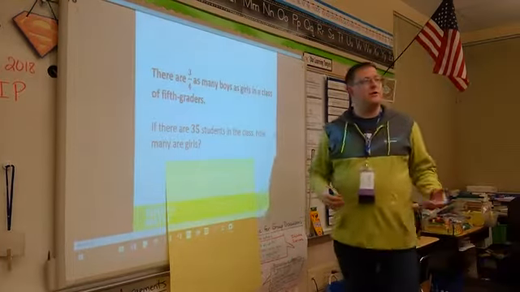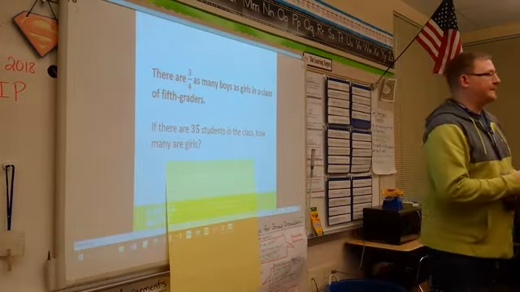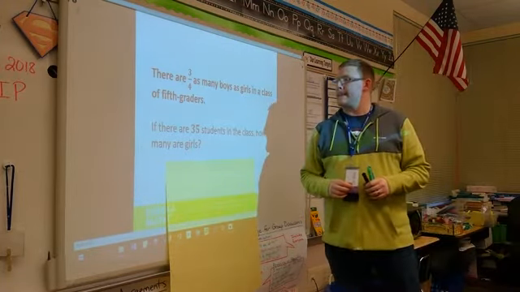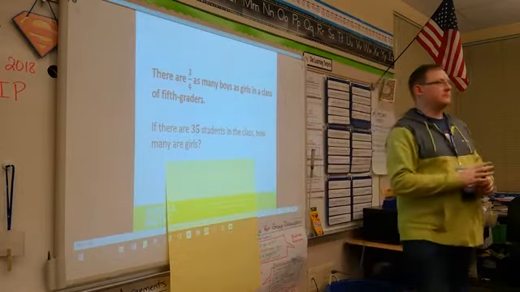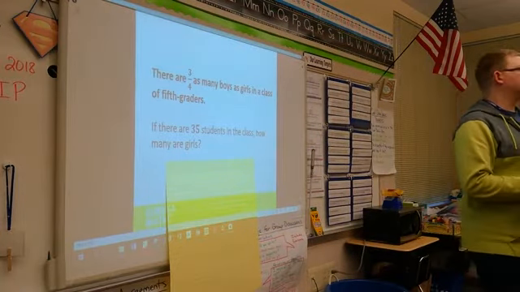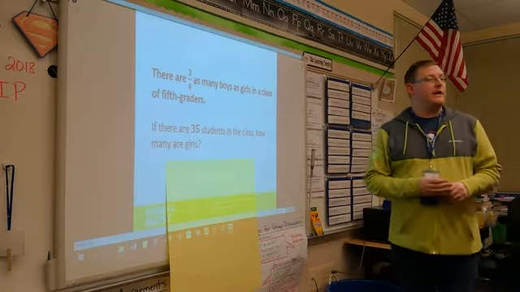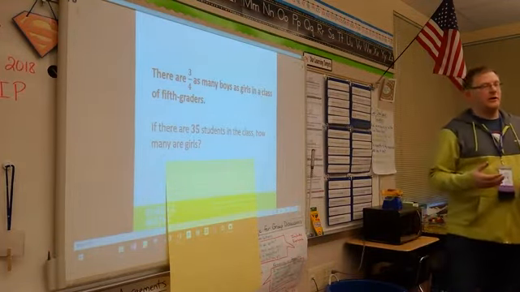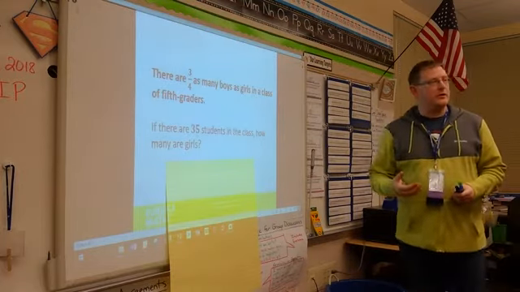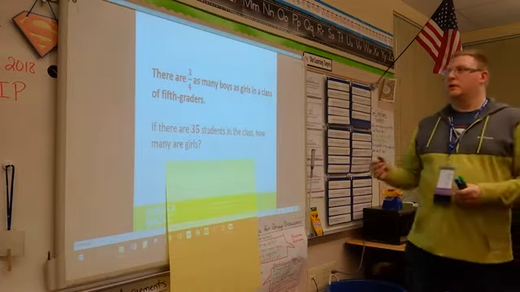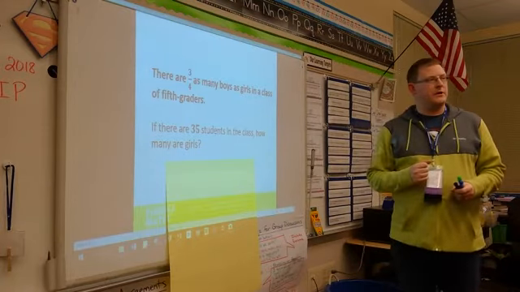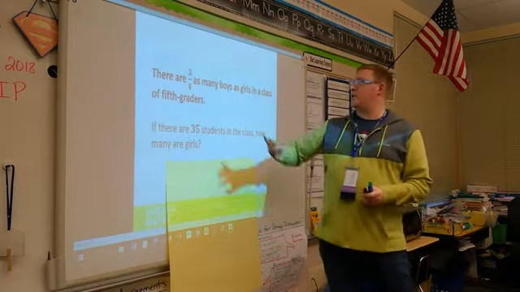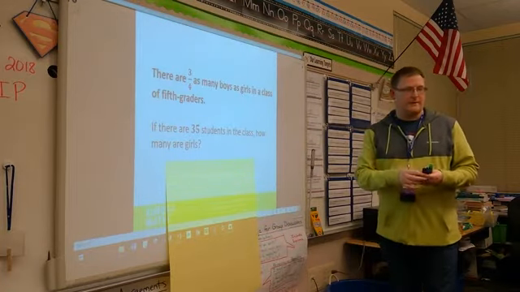So the first thing I'd like us to do is read through the problem silently. All right, great. So what we're going to do is move through the problem and chunk it to make it a little easier to comprehend. Please read the first chunk out loud. Great, there are 3/4 as many boys as girls in a class of 5th graders.